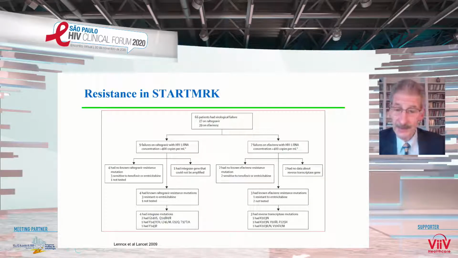Now, the STARTMARK study was a study of raltegravir used as initial therapy. And what you can see at the bottom of the slide here is that in this study, raltegravir was compared to first-line use of efavirenz, and roughly half of the people who had virologic failure with efavirenz developed resistance, the typical K103N mutation, along with other mutations. And about half of the patients who had virologic failure on raltegravir developed resistance to raltegravir.